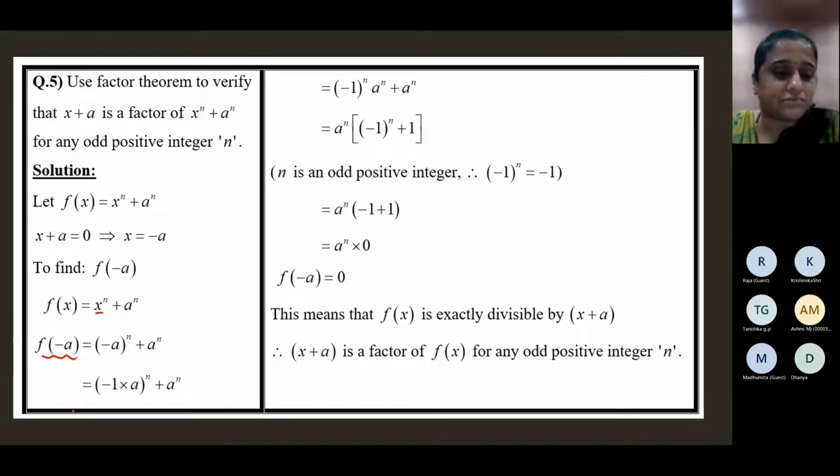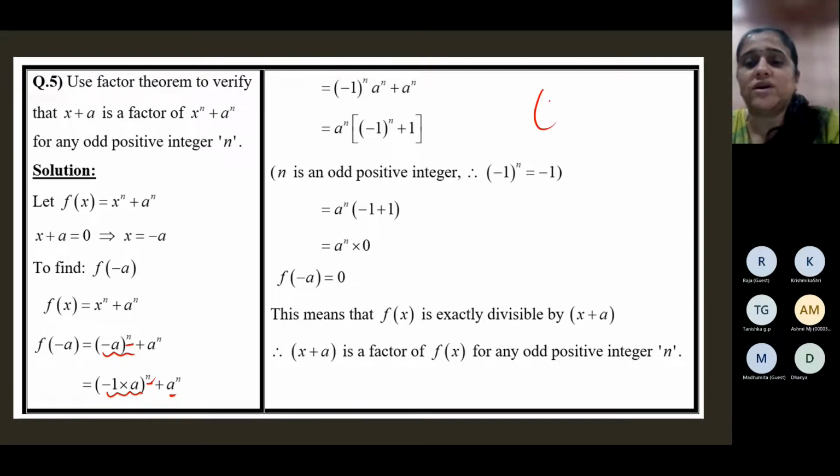All right. Now, what you do? You write minus a as minus 1 into a. We all know that a into minus 1 is minus a. So do that. Minus a can be written as minus 1 into a. This power n as it is plus a to the power n as it is.